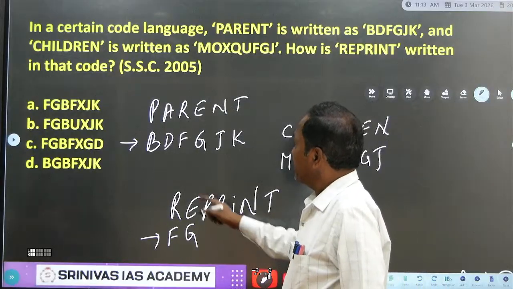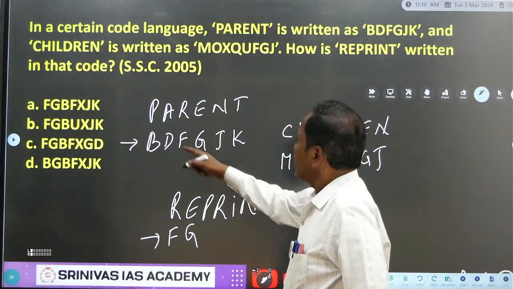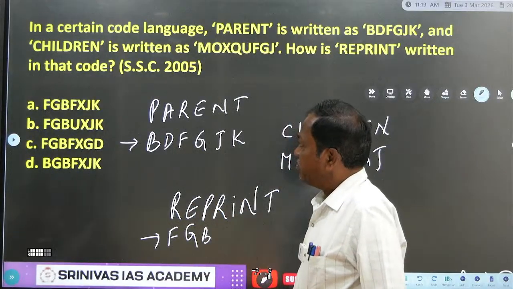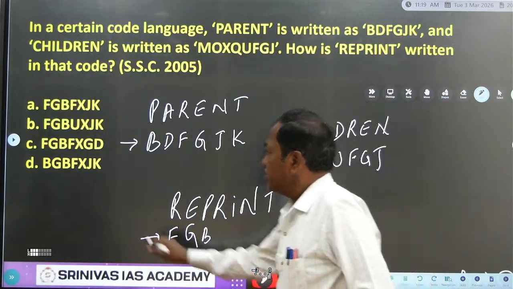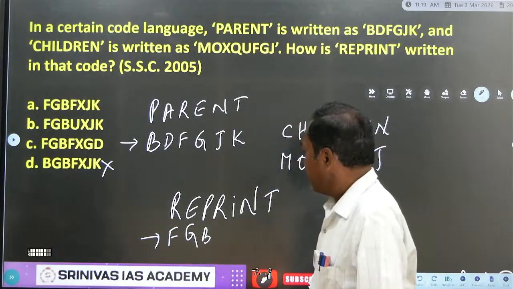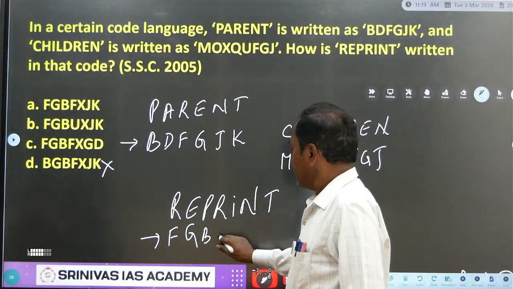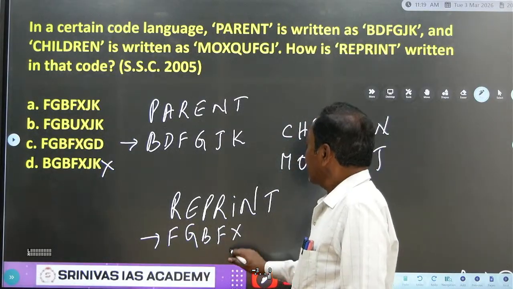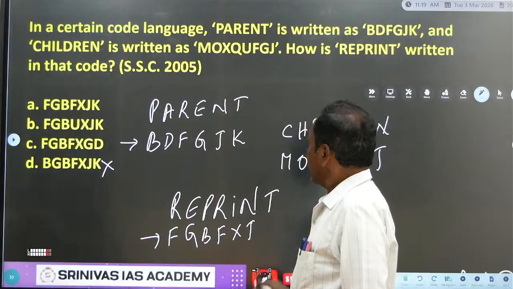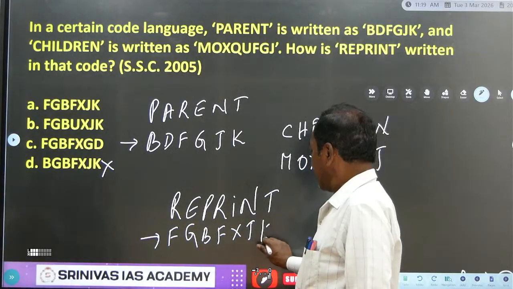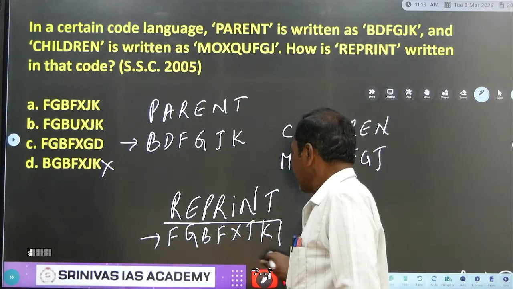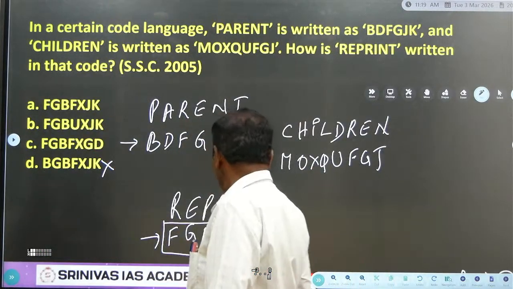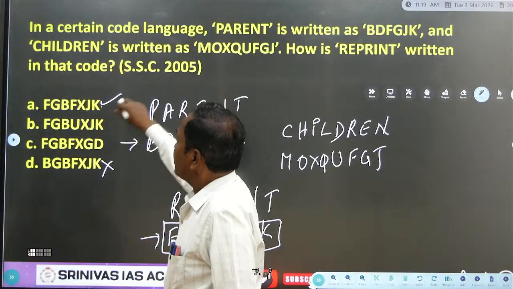Right. Next P, B. FGB, yes, in all three. This is ruled out. Option D is completely ruled out. Or you can say F, I, what is that? I, X, N, J, and T can be K. See, this is the thing. FGB, F, XJK, option A.